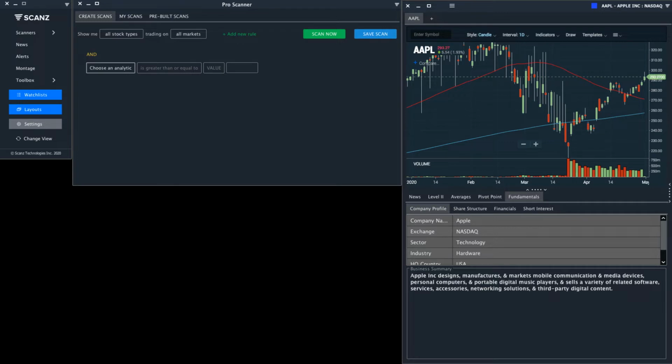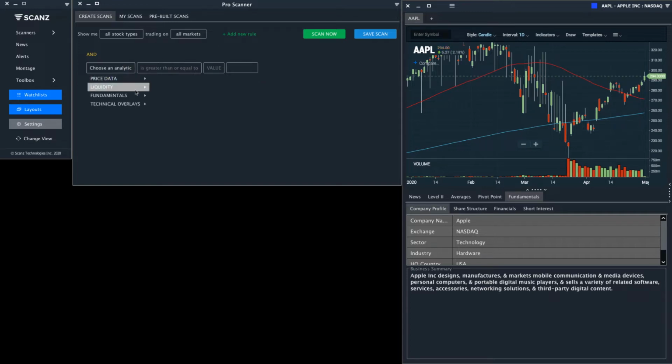Whereas technicals relate to price and volume, fundamentals relate to the company itself. These may be profitability, share structure, average revenues, and a few other criteria. We can actually create scans for these fundamental factors using the Pro Scanner within Scanz. To get started, just open up the Pro Scanner and start adding your analytics.